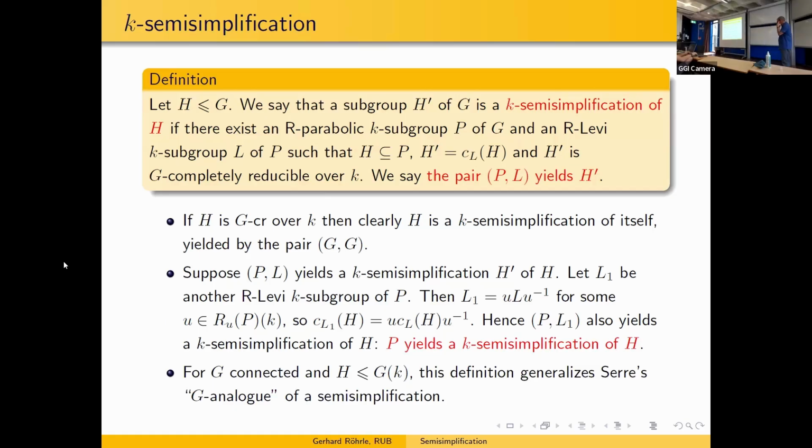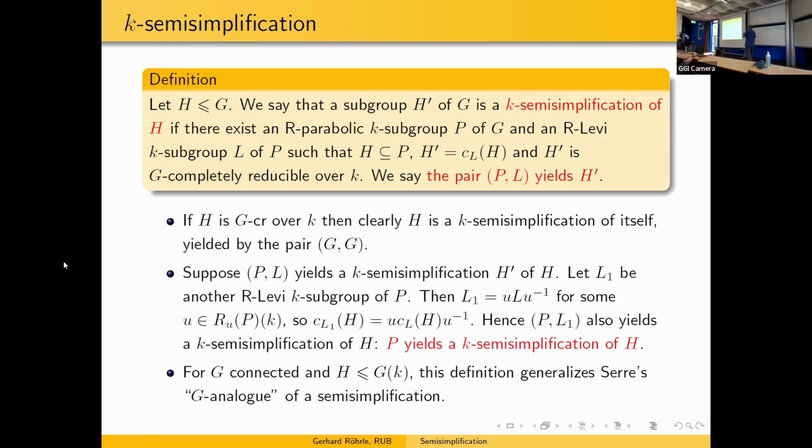And as I indicated at the beginning, for connected G and subgroups of K-points of G, this is a generalized Serre's notion of semisimplification. Serre, in this notion, picked a minimal parabolic subgroup containing H, and then if you push this into L, it has to be irreducible. That's special. Okay, that's a K-semisimplification. Fine. So what we aim for is like a Jordan-Hölder theorem, for this K-semisimplification.